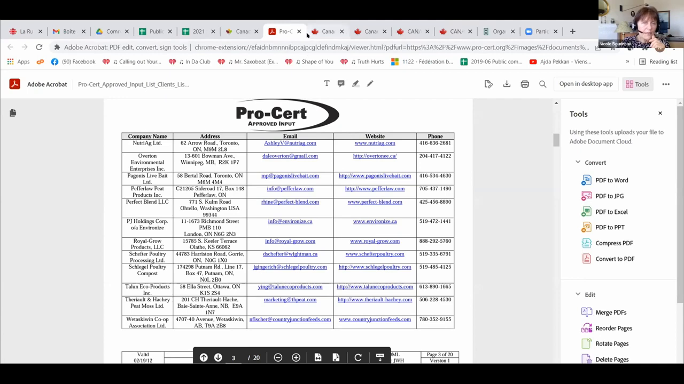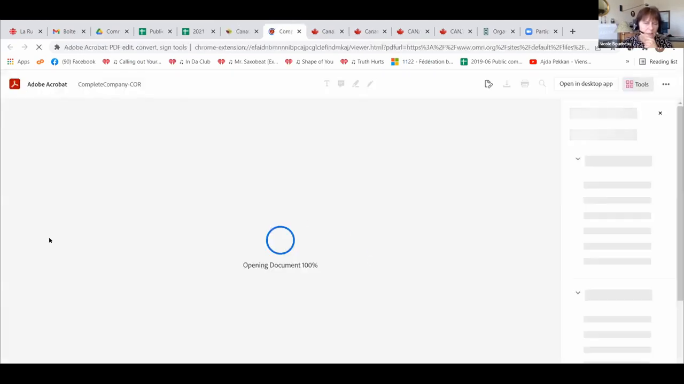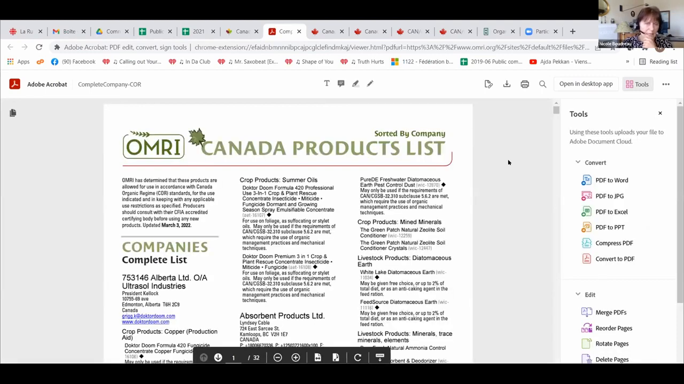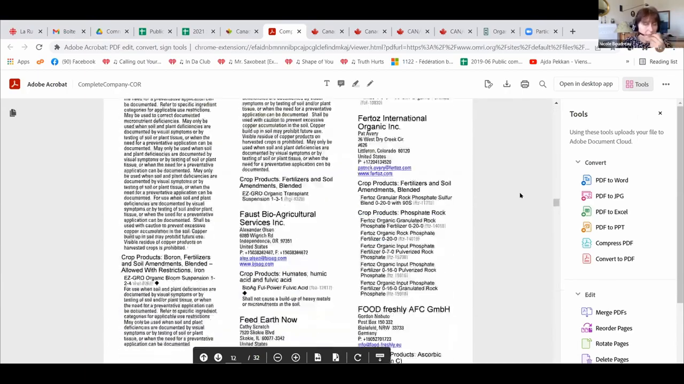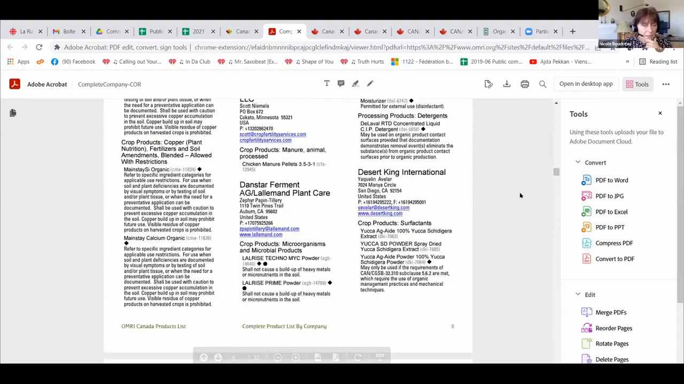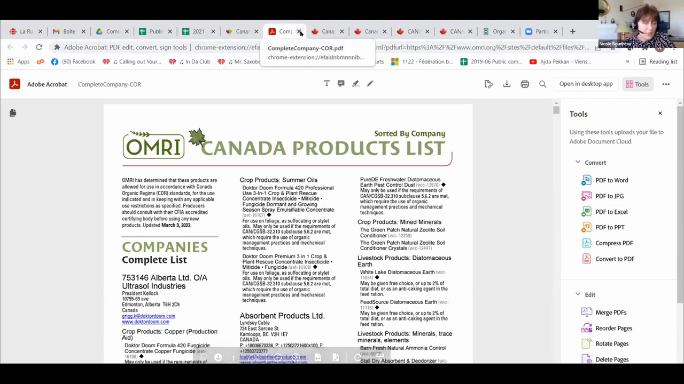But before you use a brand name, it's better to check with your certification body just to verify that the product that you're buying complies with the organic standards. You also have the directory of OMRI Canada. OMRI is an organization based in the United States. They have been active in the American organic sector for decades, and they have started a list for Canada. But as I said, it's not a list that includes all the brand names that you can buy for amending your soil or as production aids.